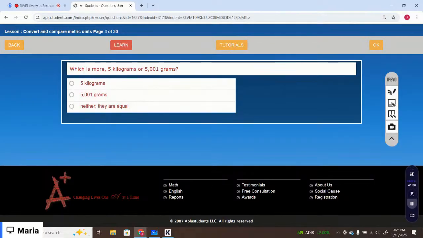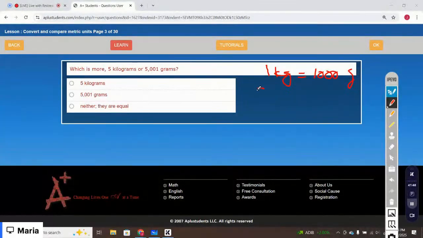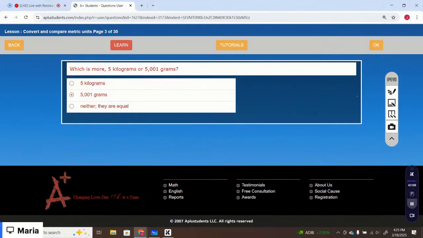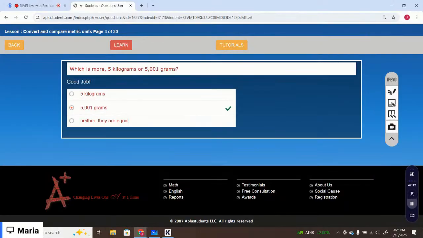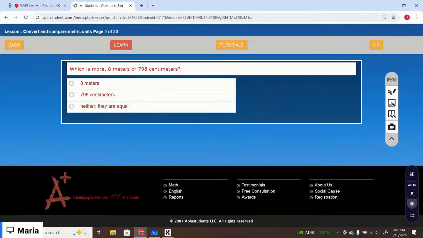Which is more, 5 kilograms or 5,001 grams? 1 kilogram equals 1,000 grams, right? So 5 kg equals 5 times 1,000, that is 5,000 grams. You have to now compare 5,000 grams and 5,001 grams. So which is the correct option? 5,001 is more than 5,000. Option number 2 is the correct option. Which is more, 8 meters or 798 centimeters?